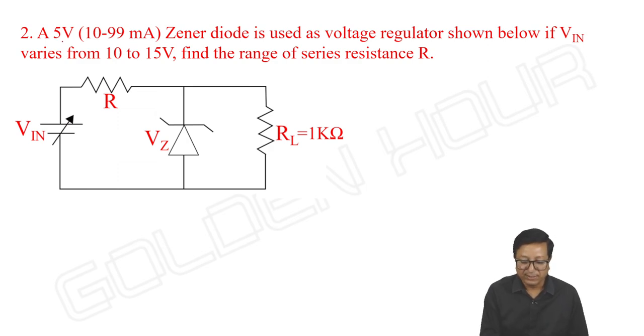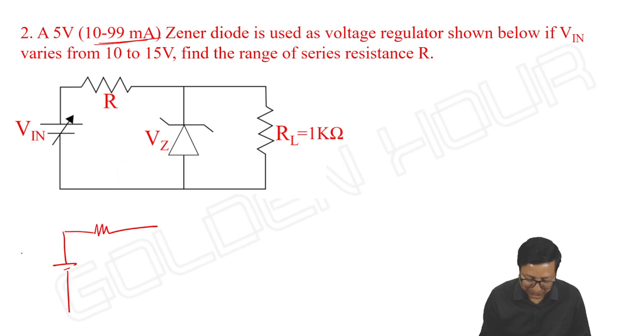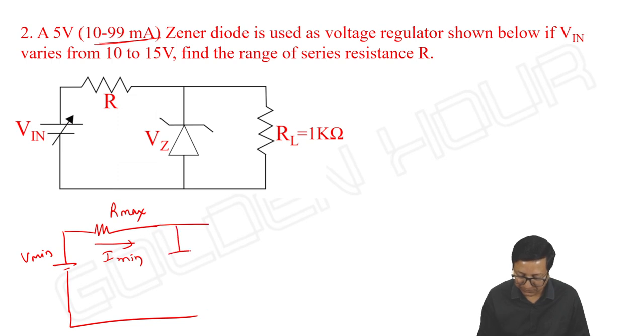A 5 volts Zener diode with a current rating of 10 to 99 milliamperes is used as a voltage regulator as shown below. If V input varies from 10 to 15 volts, find the range of R, that's the series resistance. How do we do it? Okay. So as usual, I'm taking here input minimum. From V input minimum, I can see R maximum, I minimum, it is the knee current which is equal to 10 milliampere.